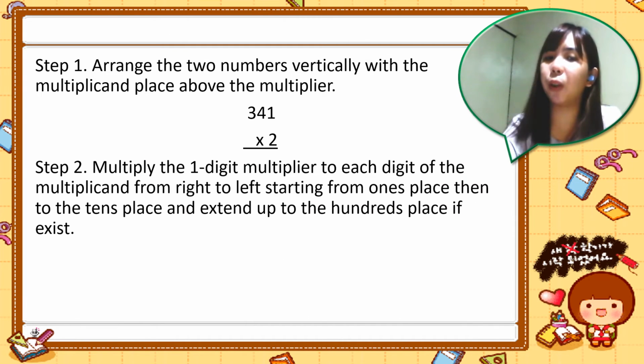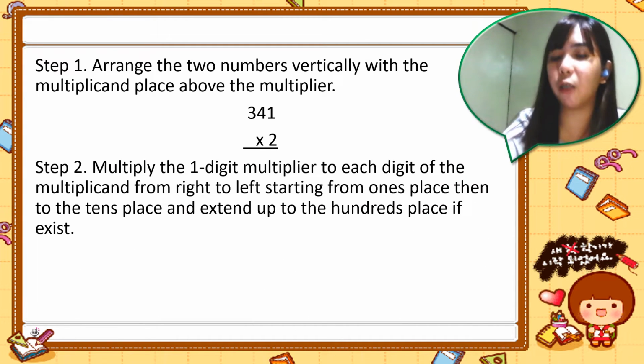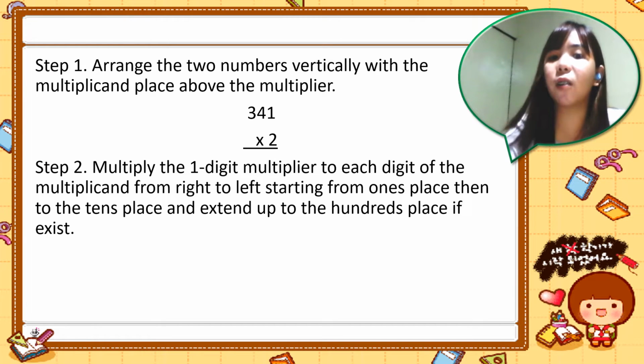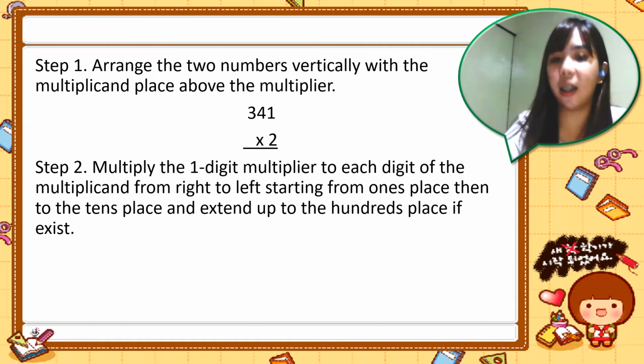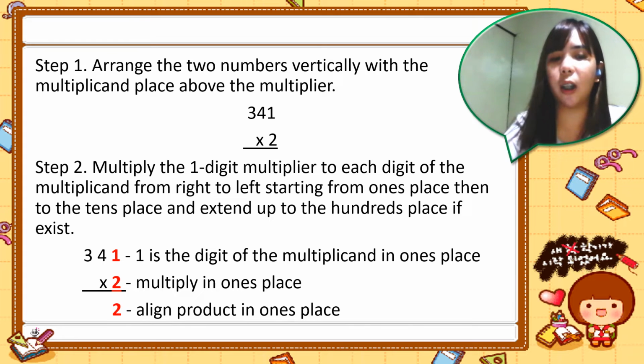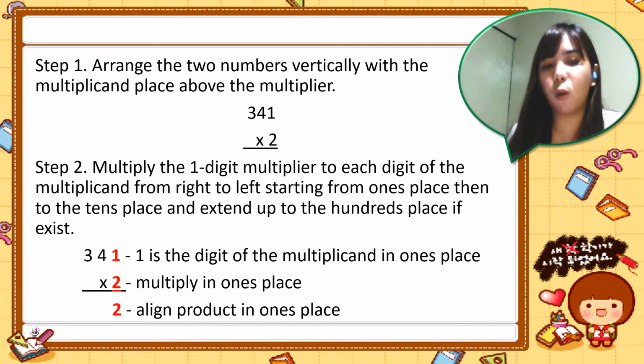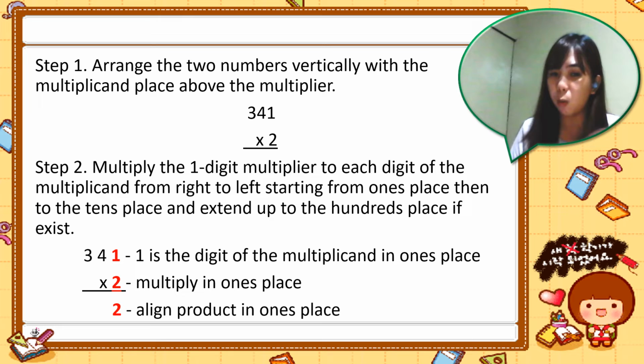Step 2 is to multiply the one-digit multiplier to each digit of the multiplicand from right to left, starting from the ones place, then to the tens place, and extend up to the hundreds place if it exists. So take a look at this one. 341 times 2 is equal to 2. So as you can see, 1 is the 1 in the ones place.